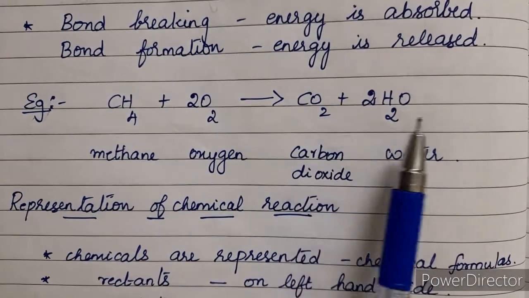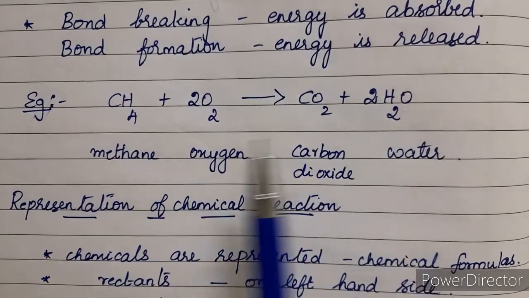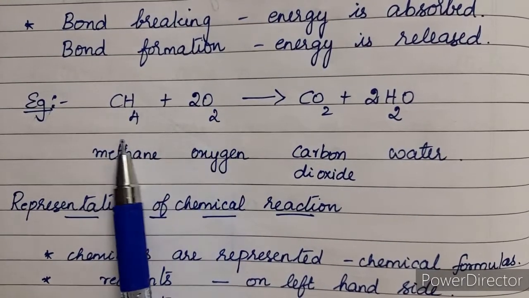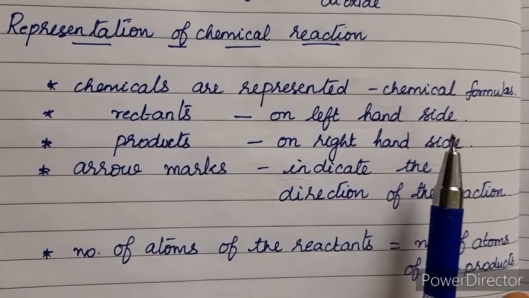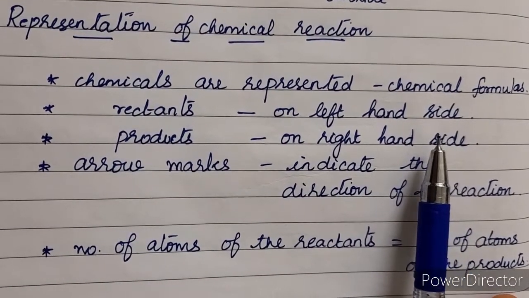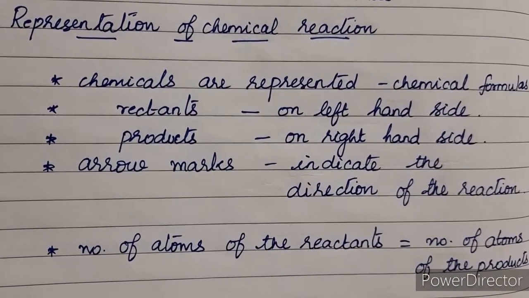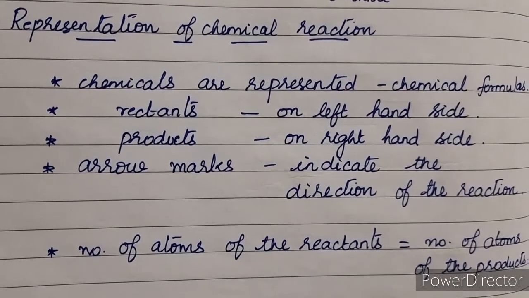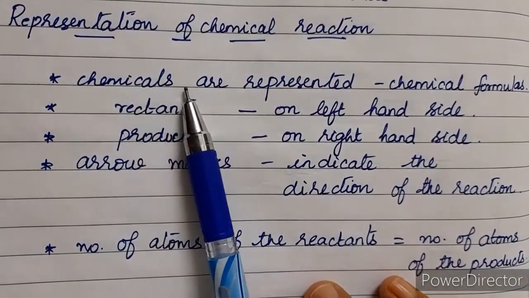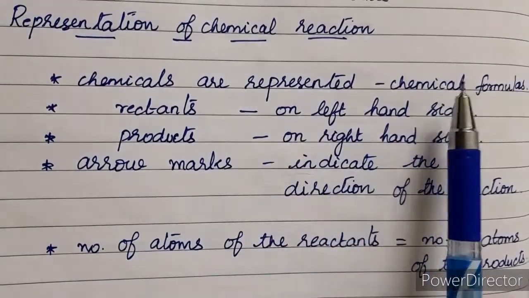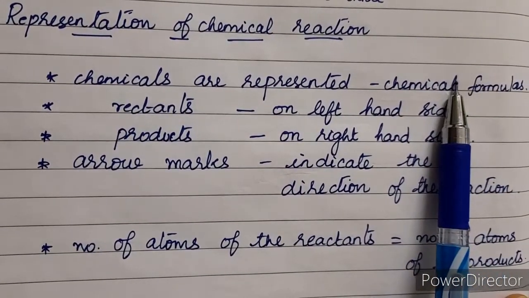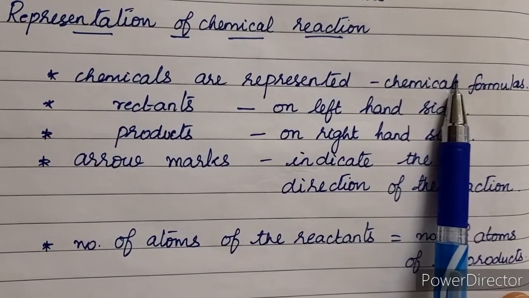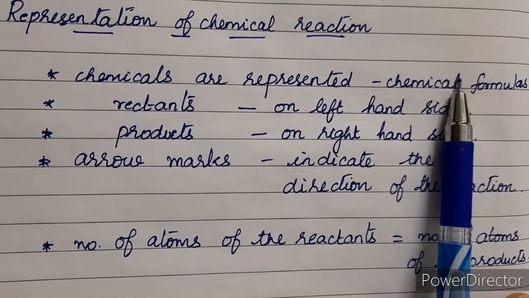That is, carbon dioxide and water are the products, and methane and oxygen are the reactants. Now, how are the chemical reactions represented? There are a few steps that have to be followed to write a chemical reaction. Chemical reactions are represented using chemical formulas.